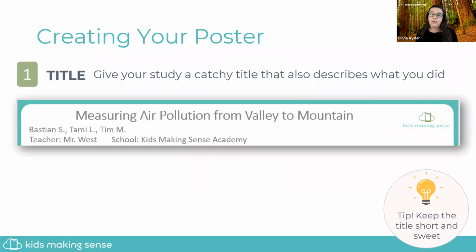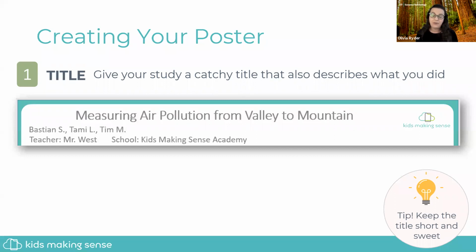Okay, so now we're going to go into each of the sections and summarize what would be included in each one, as well as any tips that we can suggest along the way as well. So first, it probably is not a shock, is the title. So first, students are going to give their poster a catchy title that also describes what they did.